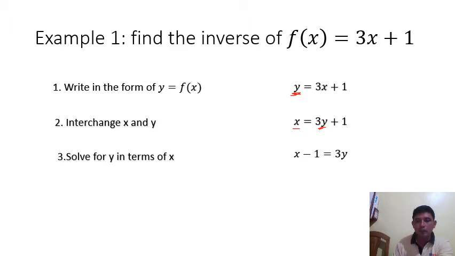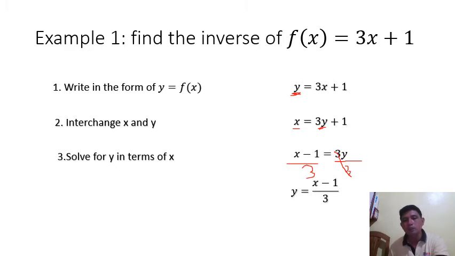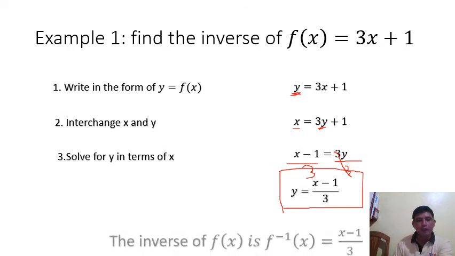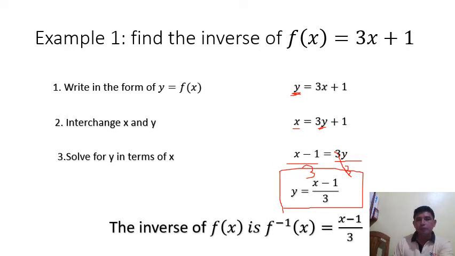So the 1 is transferred to the other side to separate y. Next, y is equal to x minus 1 over 3. Okay, both sides are divided by 3. So we can now cancel out this one. Therefore, y is equal to x minus 1 over 3. So this is the inverse of 3x plus 1. Okay?